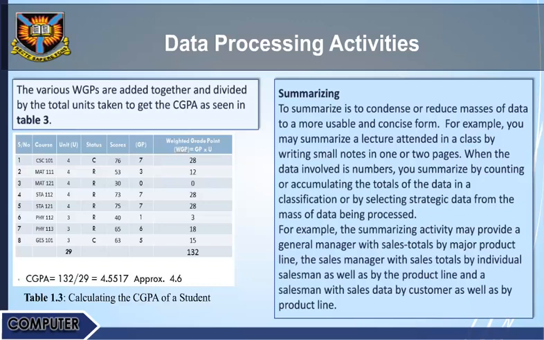For example, you may summarize a lecture attended in a class by writing small notes in 1 or 2 pages. When the data involved is numeric, you summarize by counting or accumulating the totals of the data in a classification, or by selecting strategic data from the mass of data being processed. For example, the summarizing activity may provide a general manager with sales totals by major product line, the sales manager with sales totals by individual salesman as well as by the product line, and a salesman with sales data by customer as well as by product line.